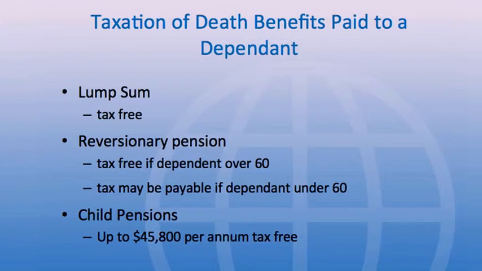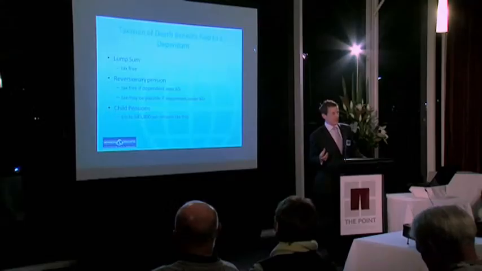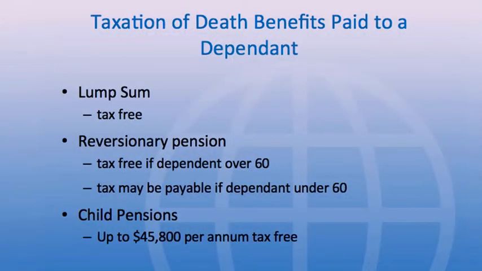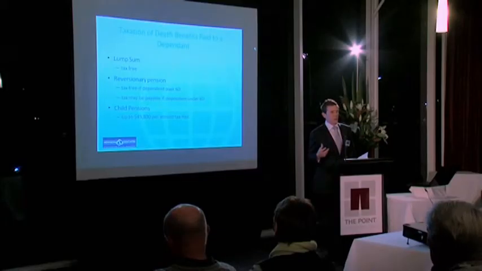If it's paid to a dependent who's under 60 years of age, there is tax applicable. And this is really where the different components of superannuation come into play, because the tax-free component that I discussed earlier remains tax-free, even if it's paid to a beneficiary under 60 years of age. There's also an option to pay out benefits to minor children, and the benefit being that the child can receive up to $45,000 a year tax-free, but more importantly, the major advantage of having a reversionary pension is that the assets are retained within that tax-effective superannuation environment.